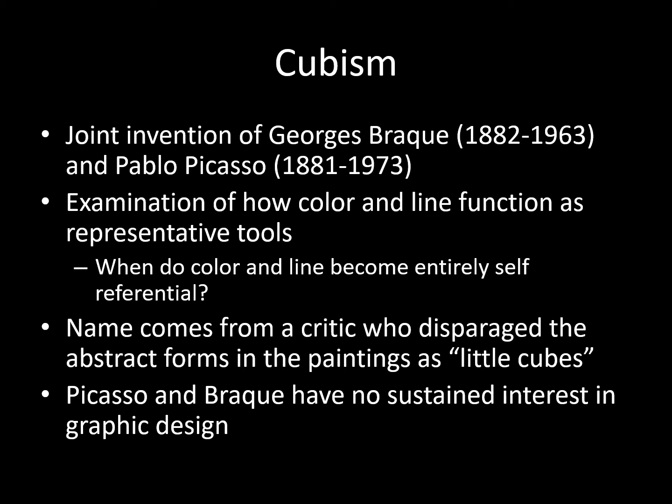This week we're looking at Cubism. Cubism is the joint invention of Georges Braque and Pablo Picasso. At its core, it's really a study of how color and line function as tools of representation. What they're interested in is examining the limits of that representation. Like, when does color just become color and not an object? When is a line just a line and not part of a larger image?